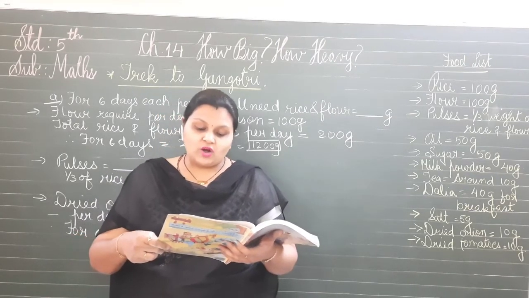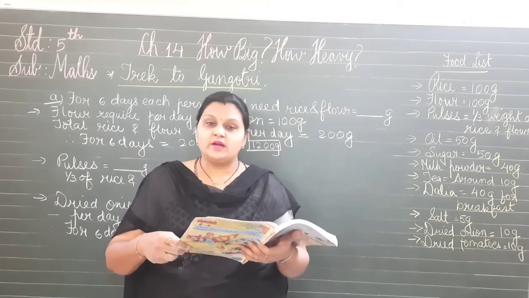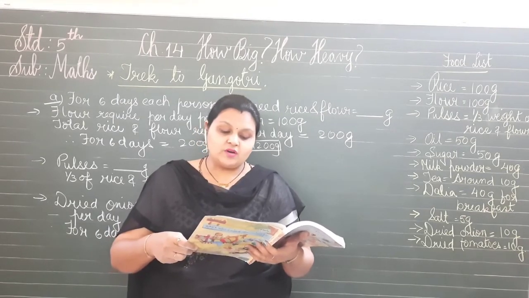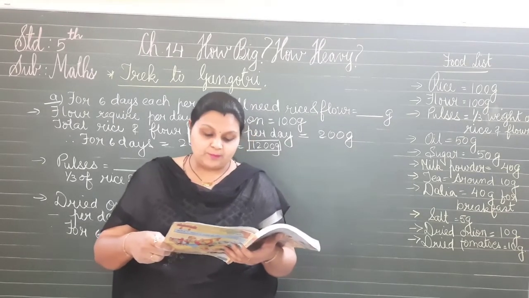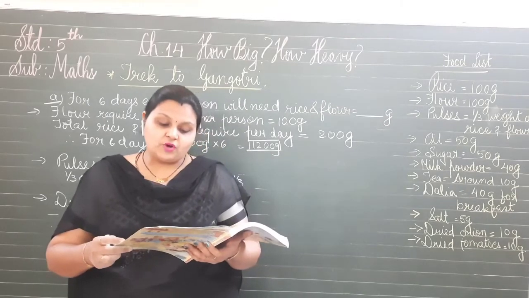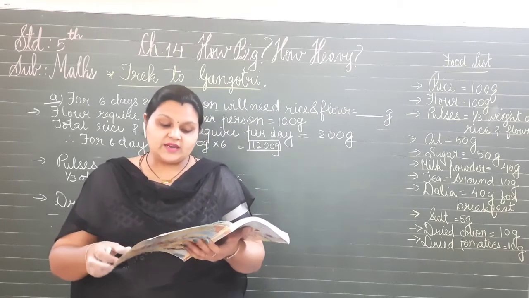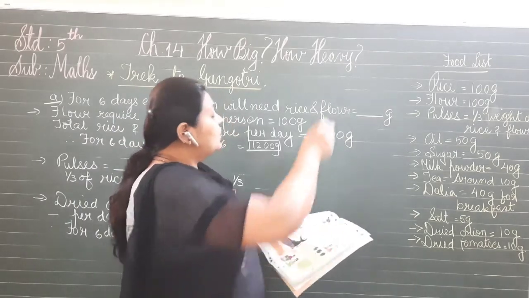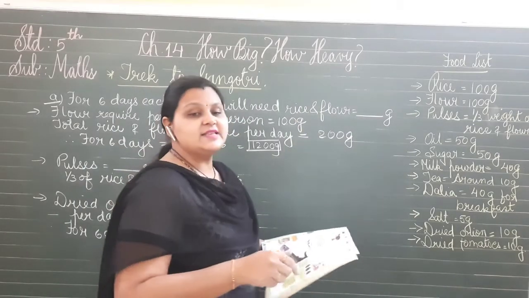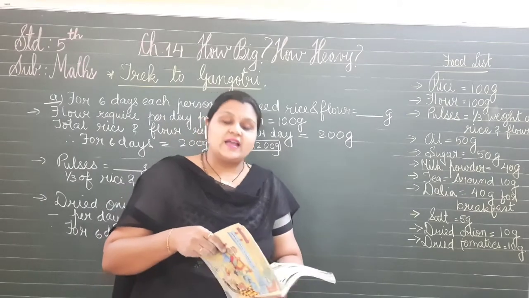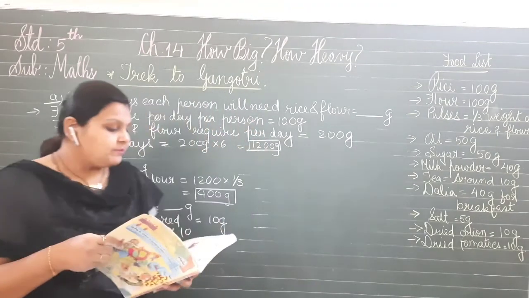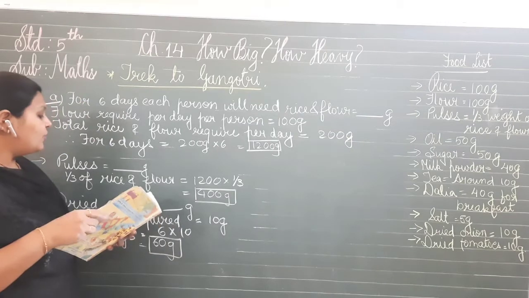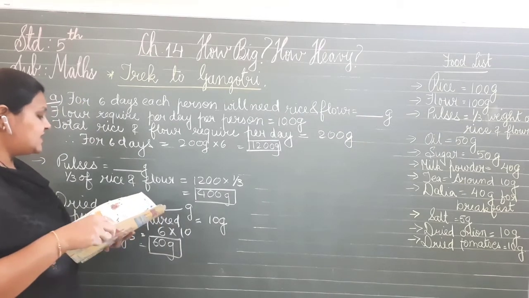They even dry the onions and tomatoes to make them light. 1 kg of onions and tomatoes becomes 100 grams when the water inside dries up. The list of food each person will need is given. Here the food list is given to you. As per this food list, we have to give the answer. For 1 day it is given. We have to find out for 6 days.